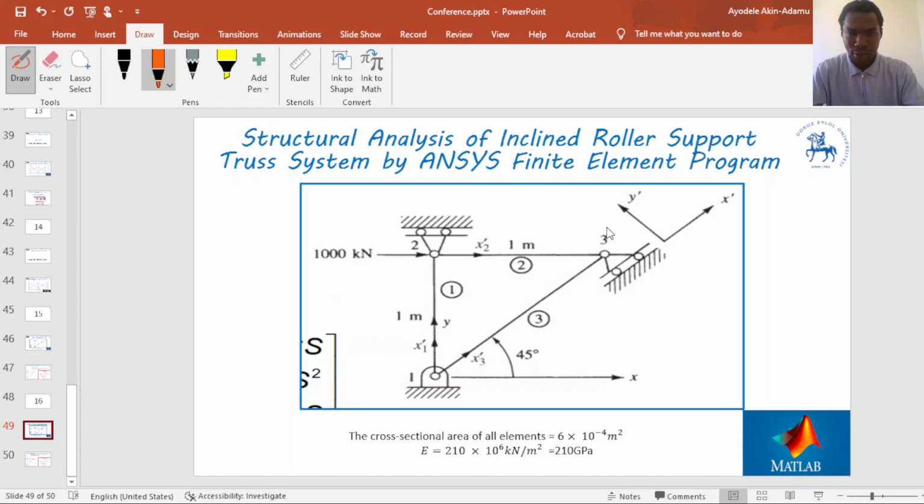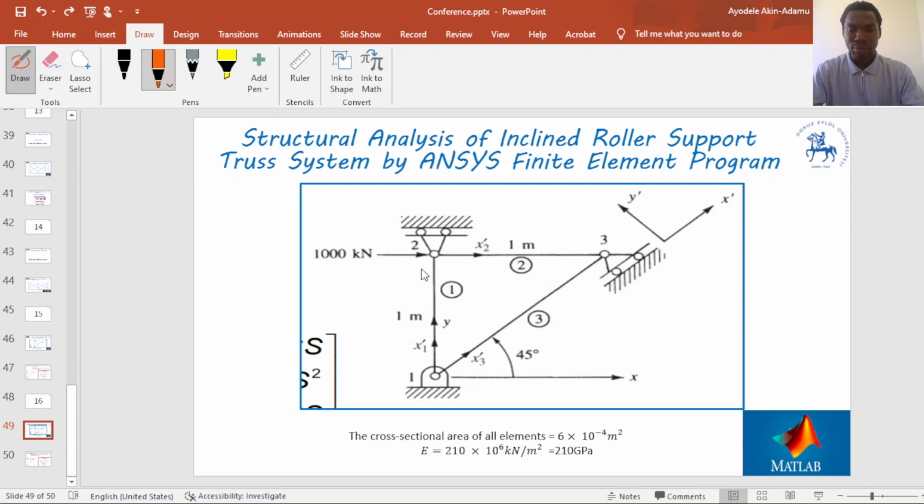If you look at this truss problem at node 3, we have an inclined roller support. So how do we deal with inclined roller support when we are solving a truss problem? In this video, I'm going to explain how we analyze a truss system with inclined roller support. The structural system you see on the screen is made up of three truss elements, and there is a horizontal point load of 1000 kN at node 2.